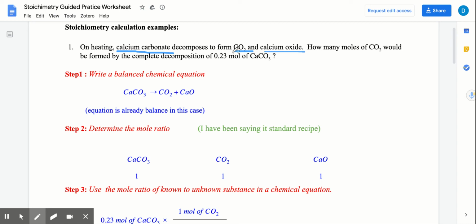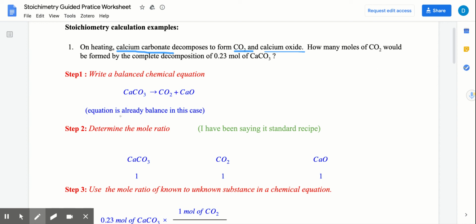And to write a balanced chemical equation, we need to write the chemical formula for calcium carbonate. So just recall the concept from the bonding unit where we learned how to write formula units of ionic compounds. So calcium carbonate is CaCO3, carbon dioxide is as given there, and calcium oxide is CaO. And the next step would be balancing this chemical equation.